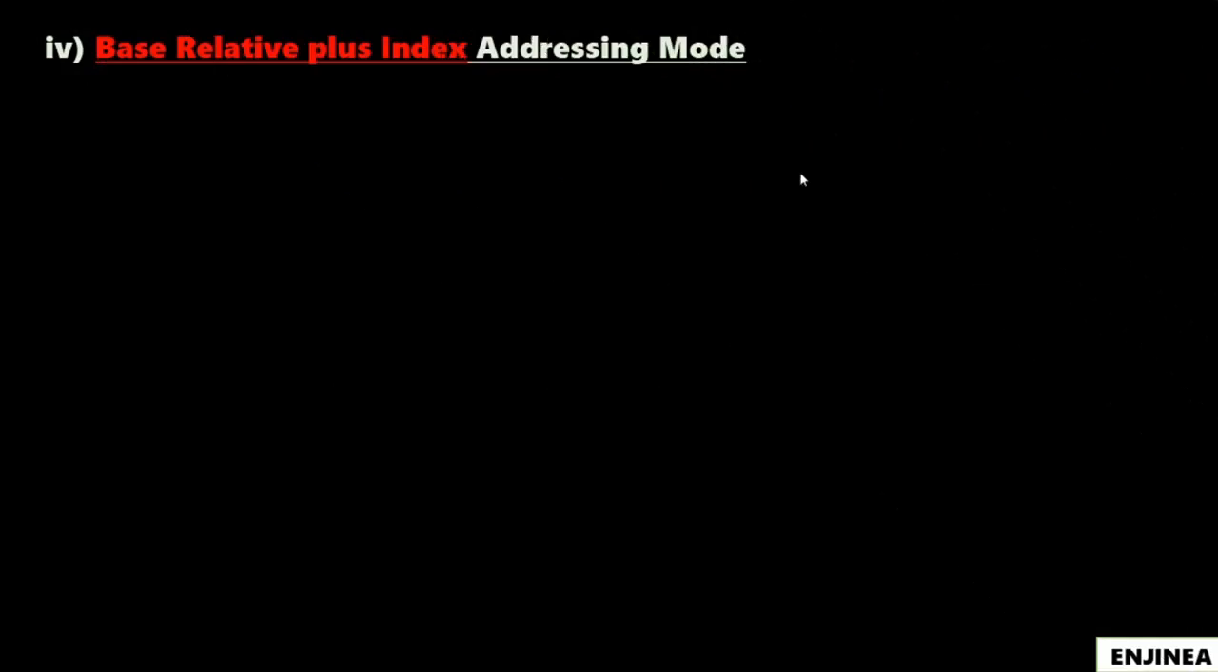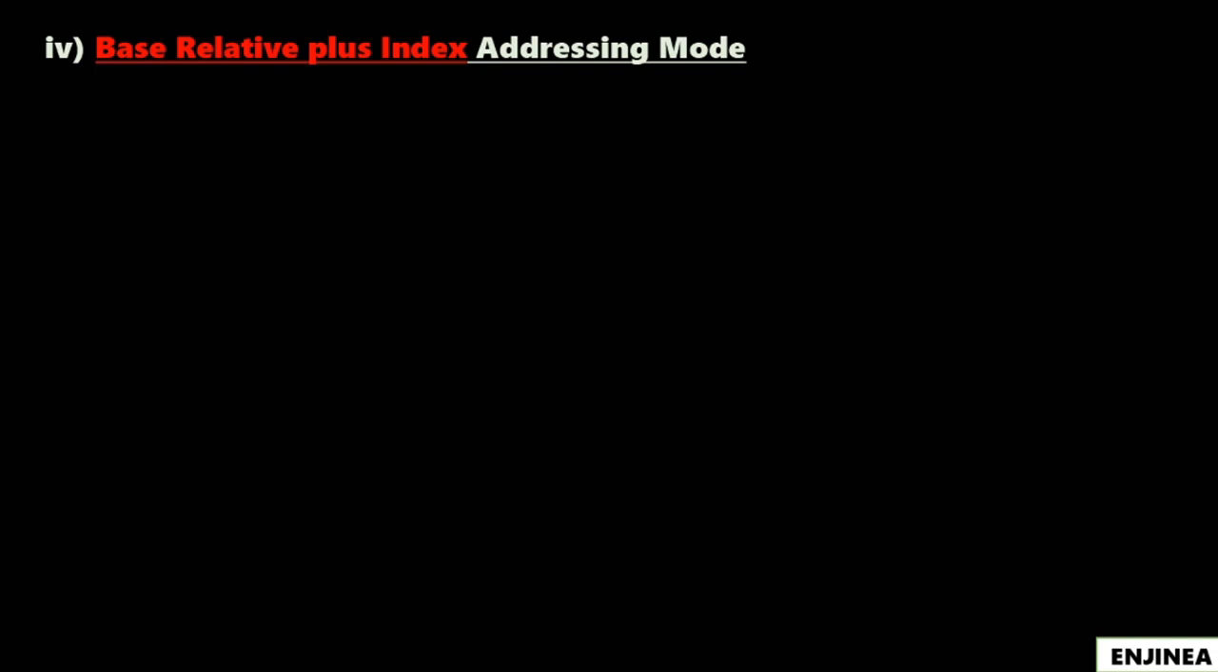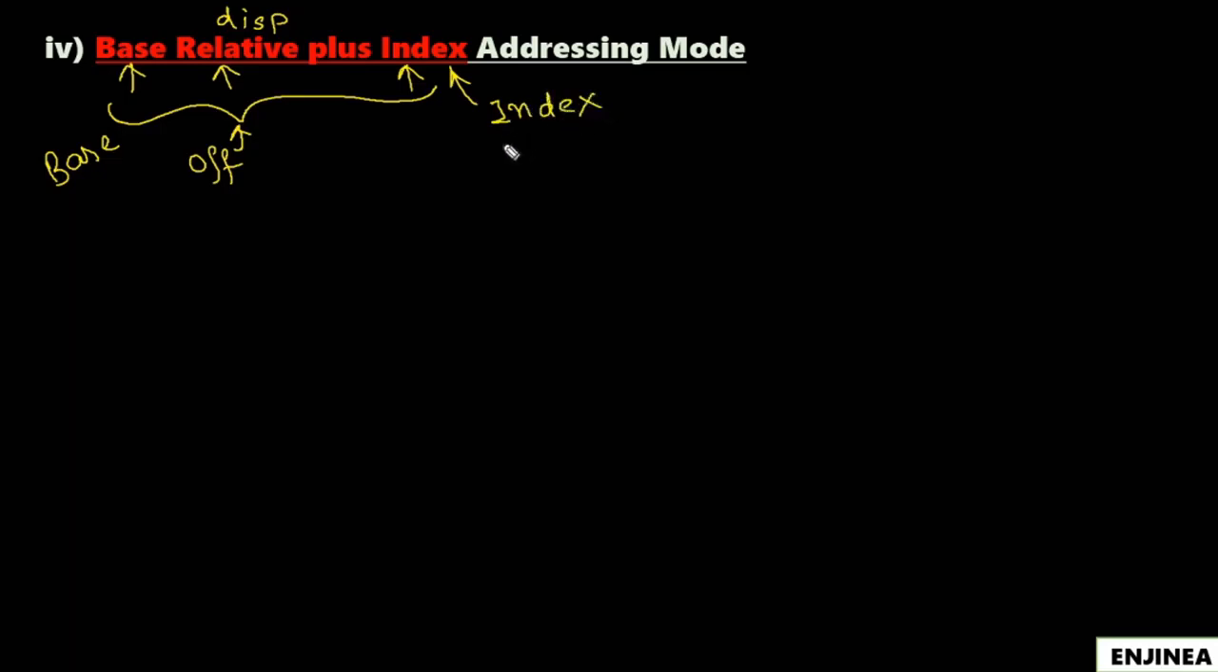The next type of addressing mode is the base relative plus index addressing mode. So one thing we can observe from the name is it has the base, it has the relative, and it has the index. So we have seen offset address is a combination of any three, and in this type of addressing mode, all three are used together. The base address will be given by the base registers, the relative will give the displacement, and the index will give the address from the index registers. Let's see that in detail.